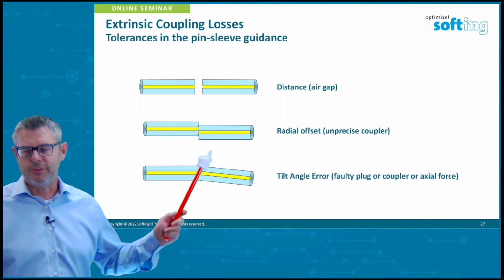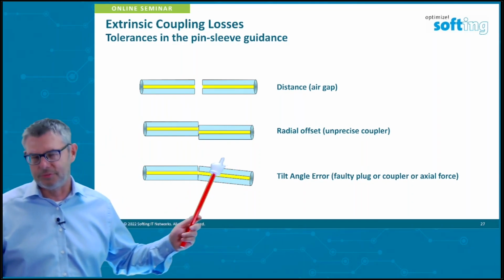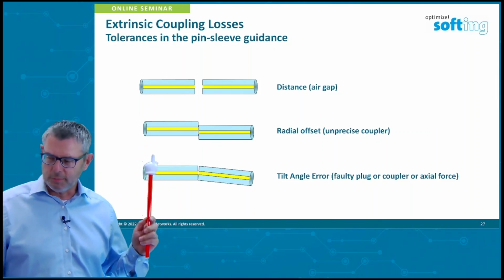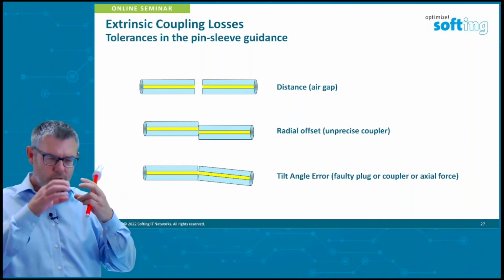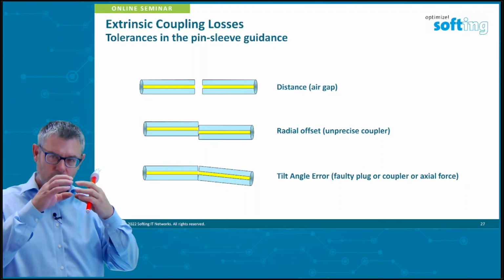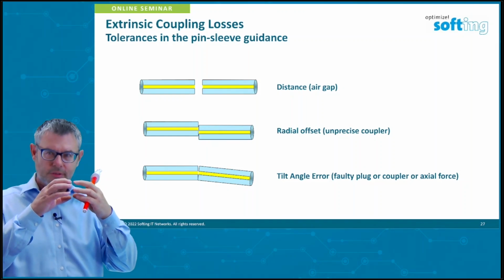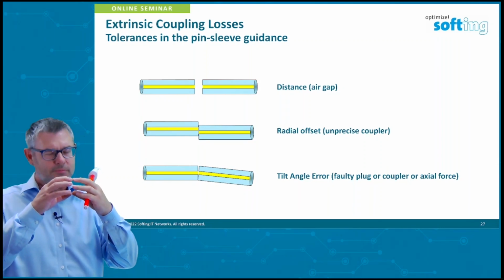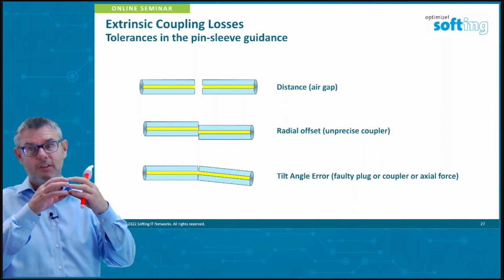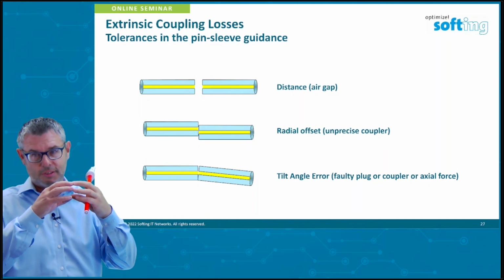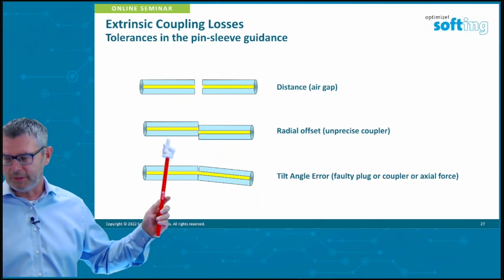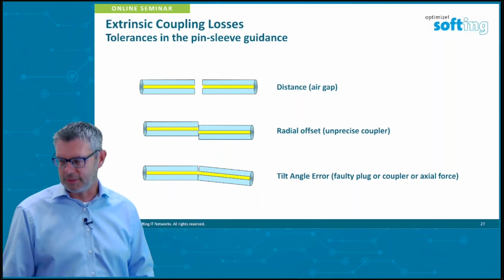Then you can have radial offset. For example, if you have very imprecise cheap couplers, you have to think about it on single mode. You have to focus 9 micrometer cores in a mechanical coupler together. If you use a cheap one and you're just shifting it by 1 micrometer, you are already getting enormous reflection and losing data. So make sure always to use proper couplers to avoid any radial offsets or shifts.